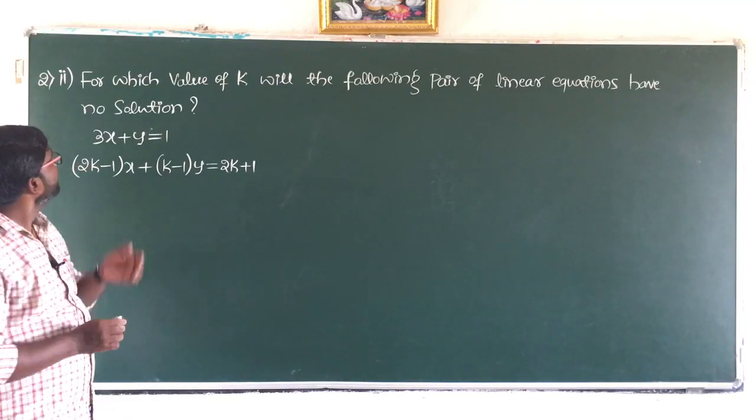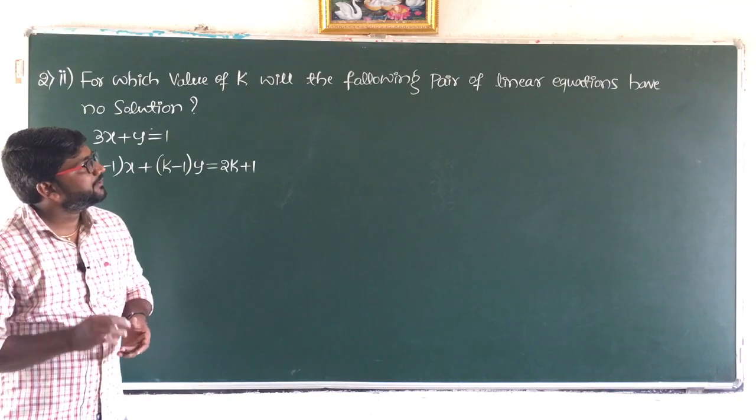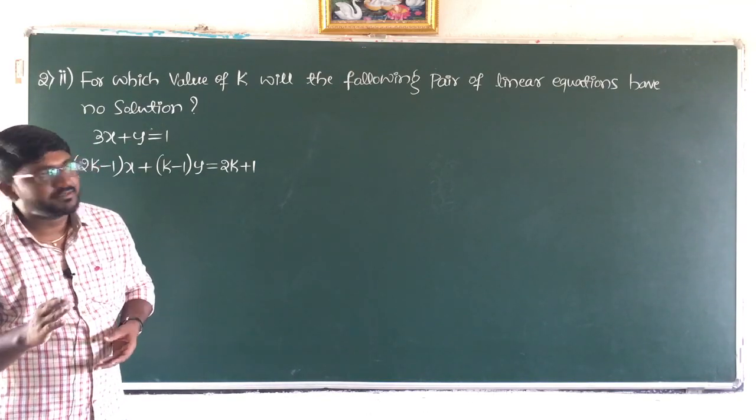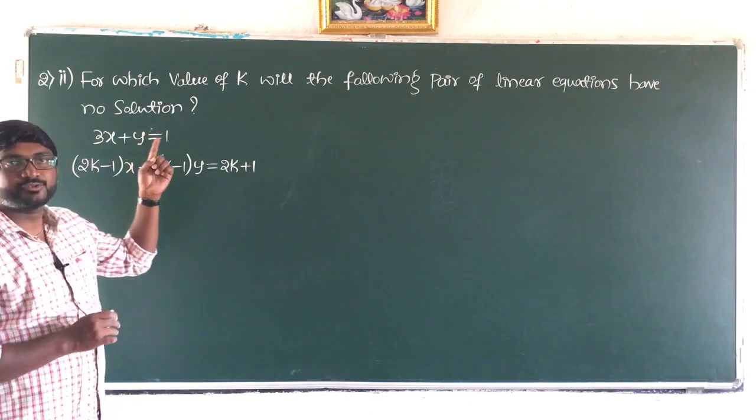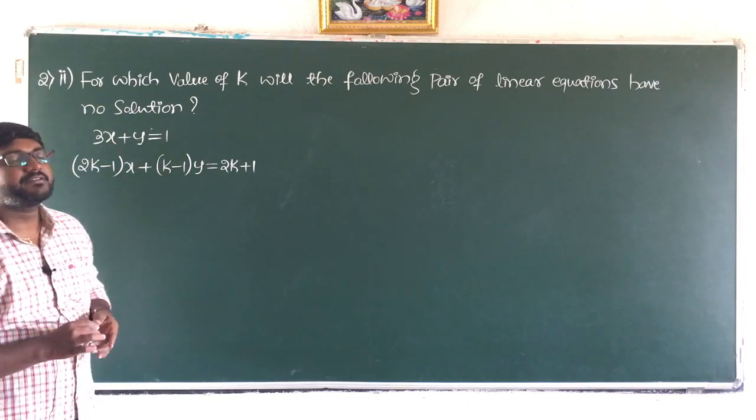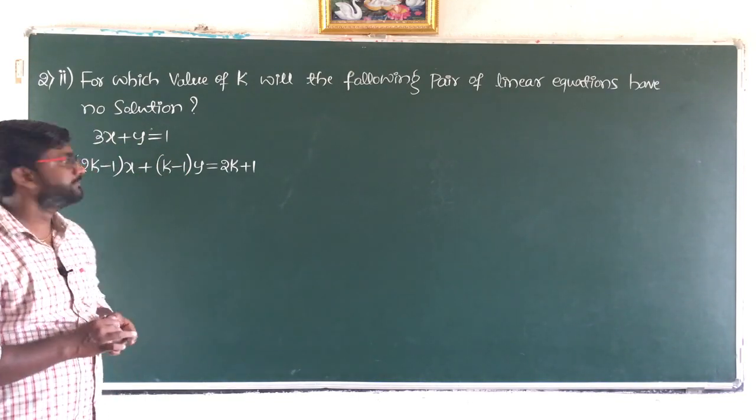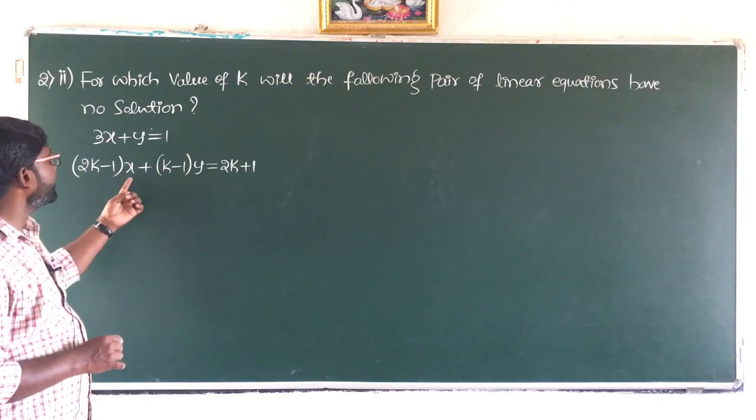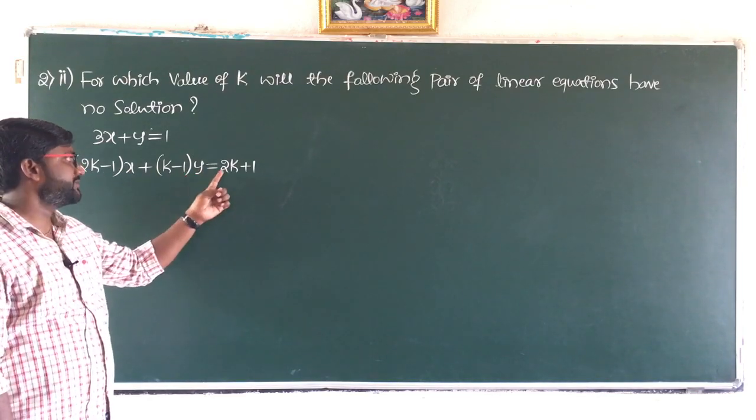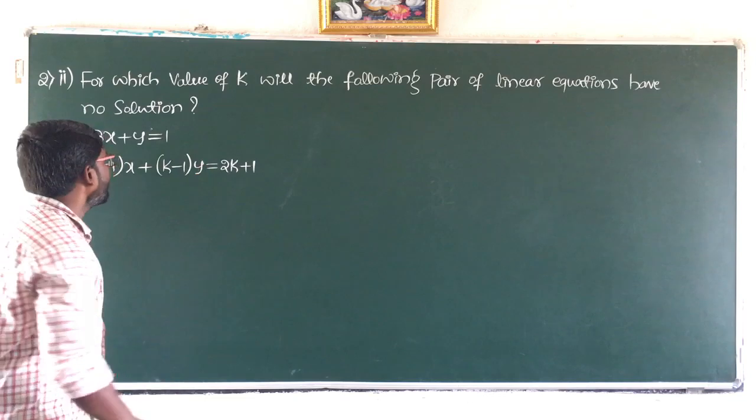Second sub question. For which value of k will the following pair of linear equations have no solution? The given equations are 3x plus y equals 1, and (2k minus 1) into x plus (k minus 1) into y equals 2k plus 1. See here.